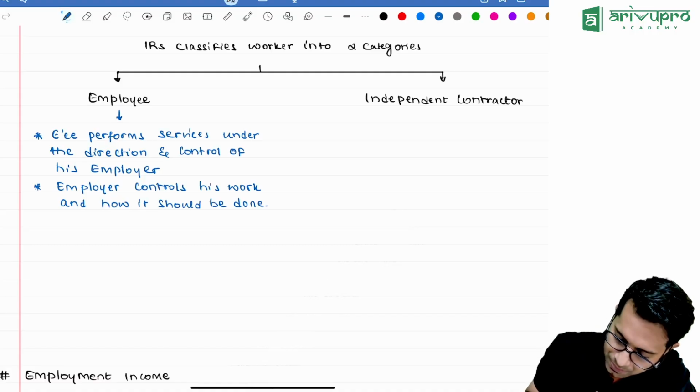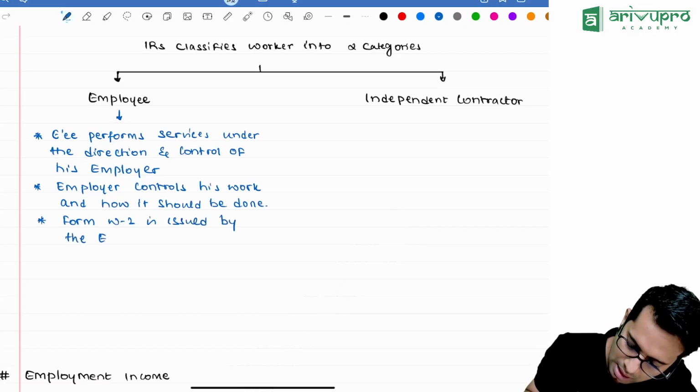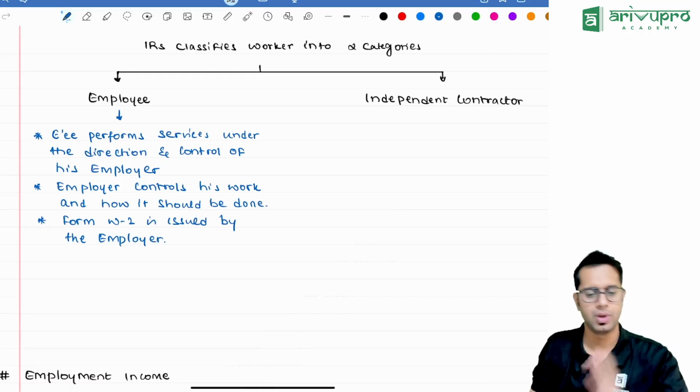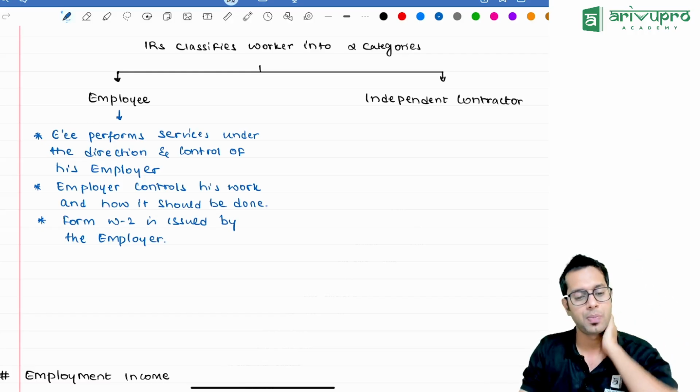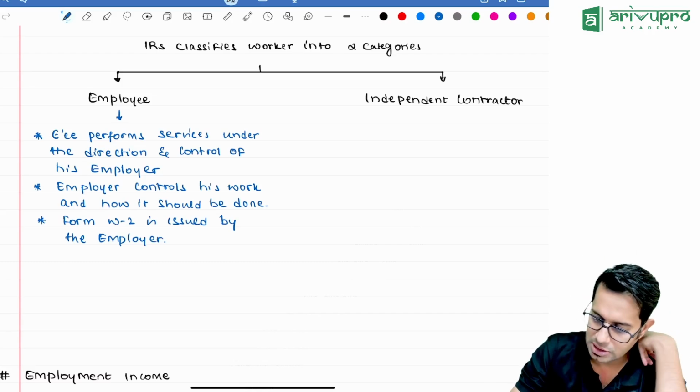Now here, the employer will issue a form. Form W2 is issued by the employer for the work which he is doing. So for the work done, how much money I have paid, etc., for that they will give a form called W2.